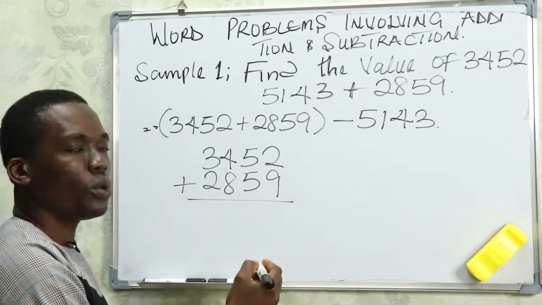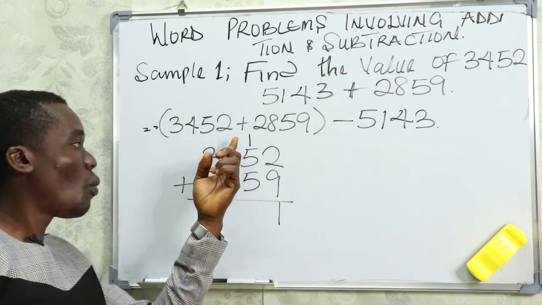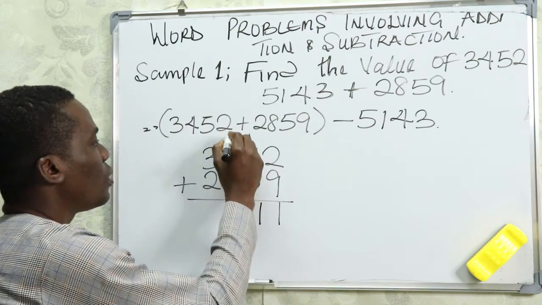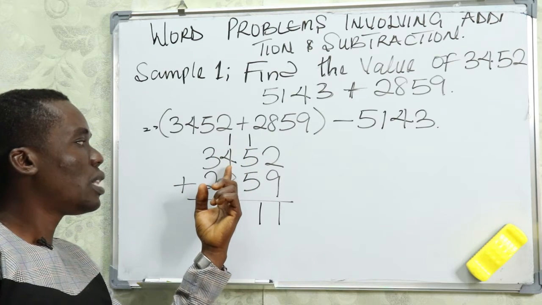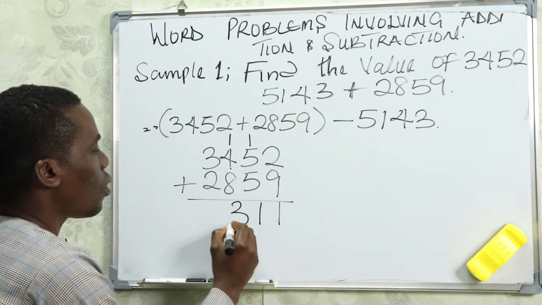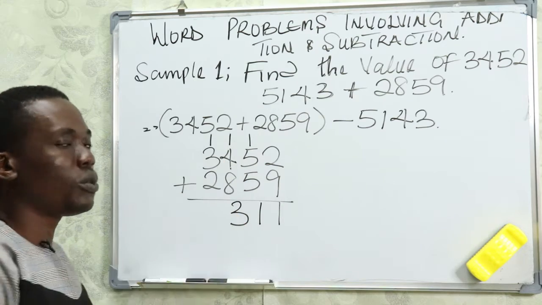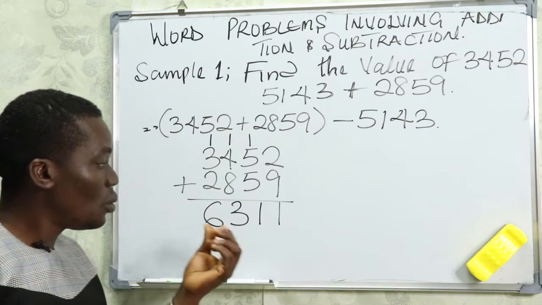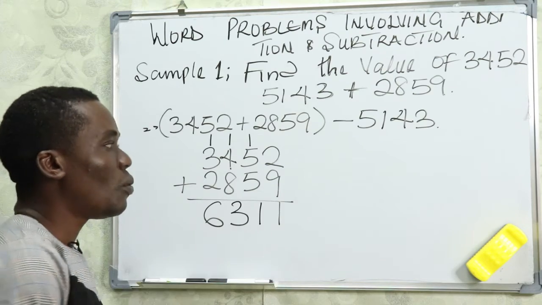This 9 plus 2 will give you 11. You write 1 and you take over 1. 1 plus 5 will give us 6. 6 plus 5 will give us 11. We write 1 and take over 1. We'll add that 1 to 4, that will make it 5. 8 plus 5 will give us 13. We write 3 and carry 1. This plus this will give us 4. 4 plus 2 will give us 6. So you notice we are going to have 6311.